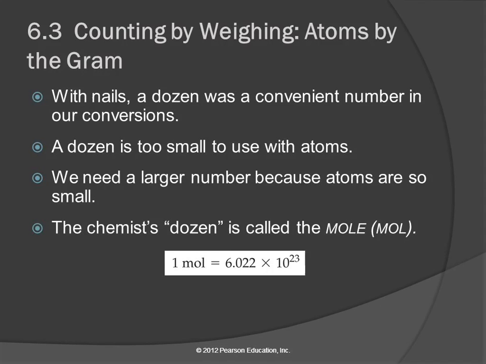So with nails, a dozen was a convenient number, but a dozen is way too small to use with atoms. And so we're going to use a much larger number. We call this the chemist's dozen. It's a mole.